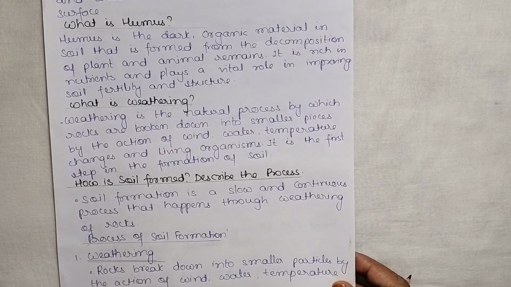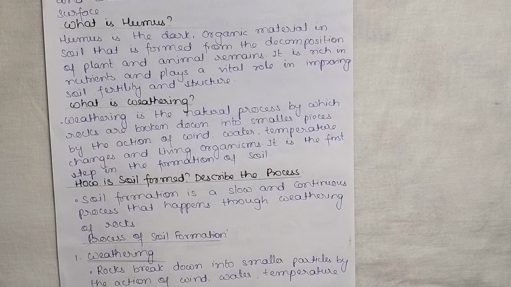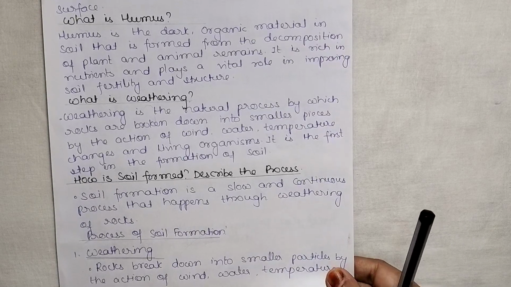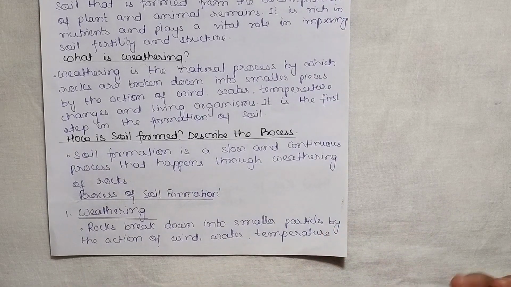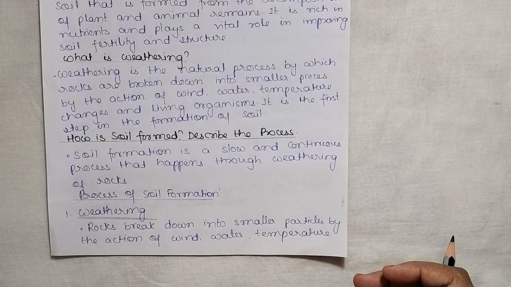Next is weathering. Now what is weathering? Weathering is the natural process by which rocks are broken down into smaller pieces by the action of wind, water, temperature. Okay, so it is a natural process where the rocks are broken down into smaller pieces by the action of wind, water or temperature changes and living organisms. It is the first step in the formation of soil.